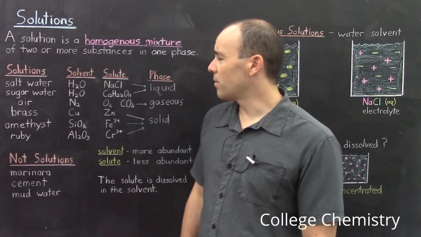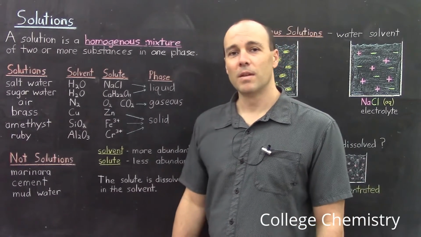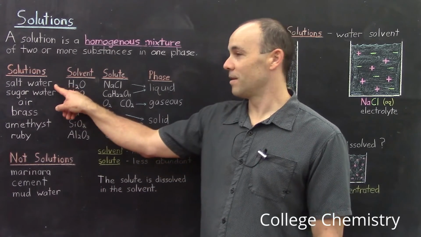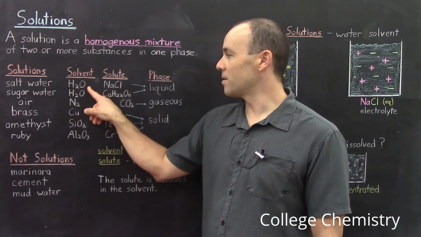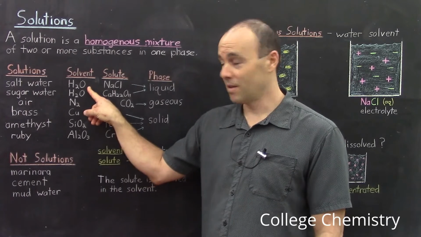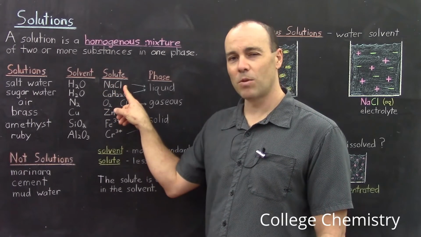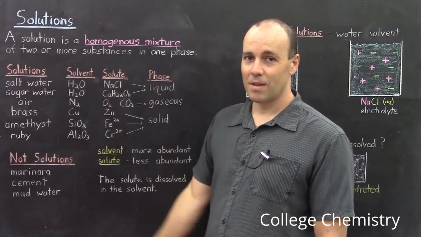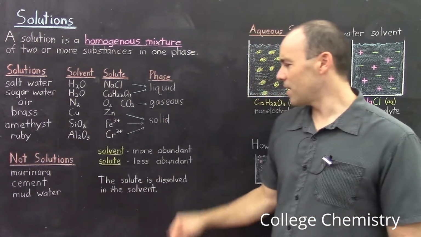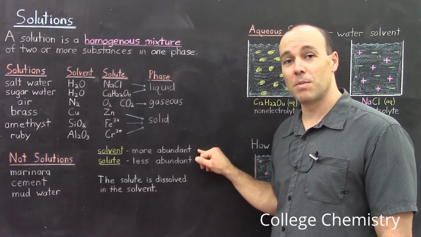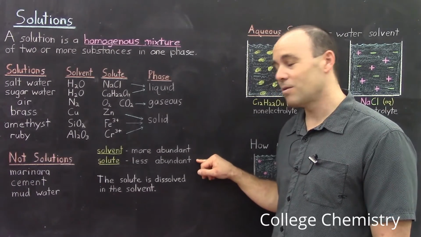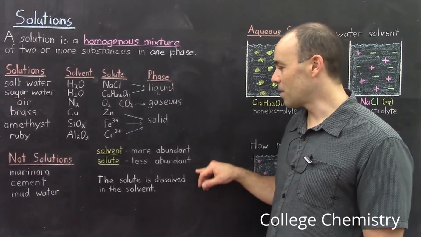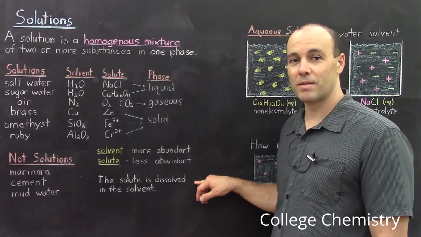Now I've listed several examples of solutions here. One of the most popular solutions is salt water. Here water is the solvent, and salt, or table salt, which is sodium chloride, is said to be the solute. Now the solvent is the component that's present in the most abundance, and the solute is less abundant. And it's described as the solute is dissolved in the solvent.